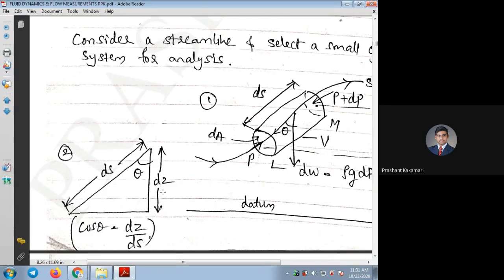Now, by knowing this adjacent and the hypotenuse lengths, one can find this theta in terms of cos theta, because we know the hypotenuse and the adjacent. I can write it as cos theta equals dz by ds. If you want to find ds in the derivation or in the numerical, I can write it as dz divided by cos theta. Or if you want to find dz itself, the length of level difference or the head difference, you can write it as ds into cos theta. So this will be useful in the derivation or numericals.